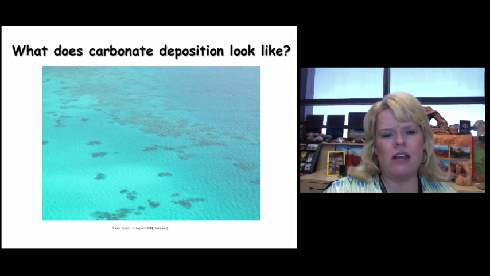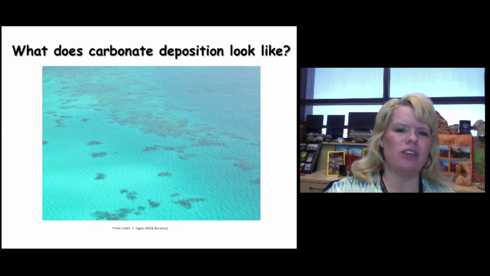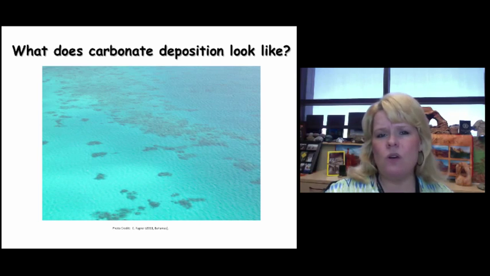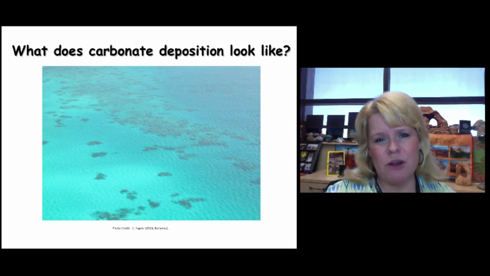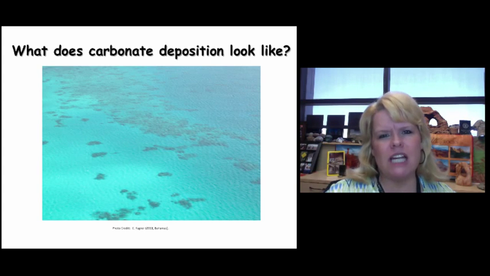What you see right here, this is the Great Barrier Reef. These are little patch reefs within the Great Barrier Reef. And carbonate deposition looks like this. So this is the image that I want you to have of the Tippecanoe as it transgressed over the North American craton, and even the middle of the continent was completely covered.